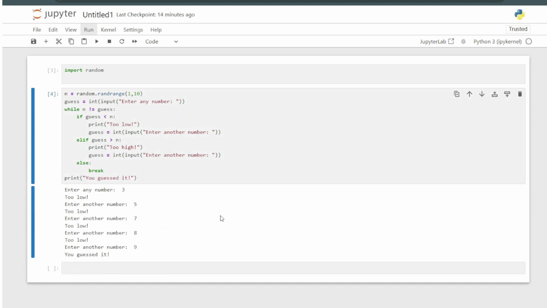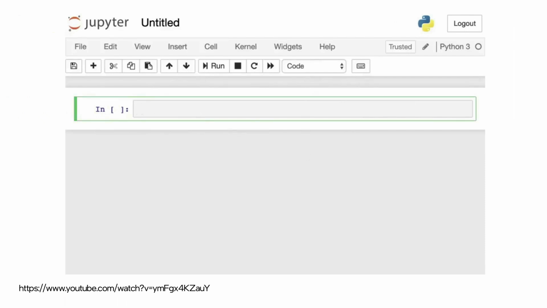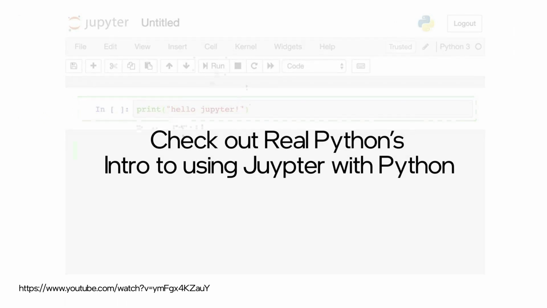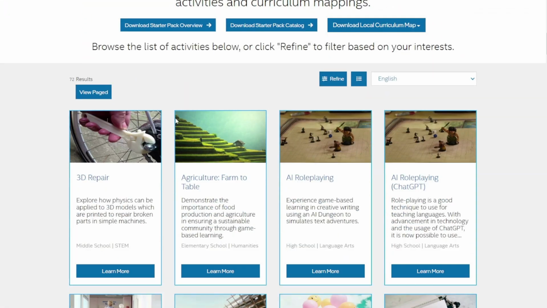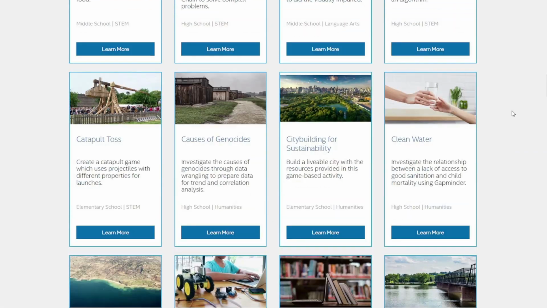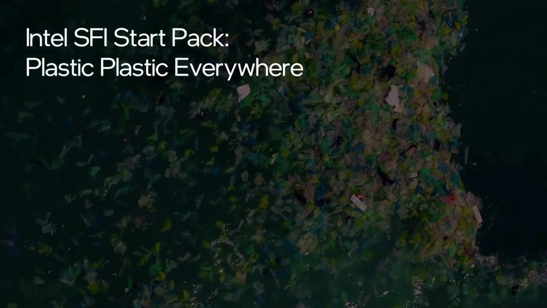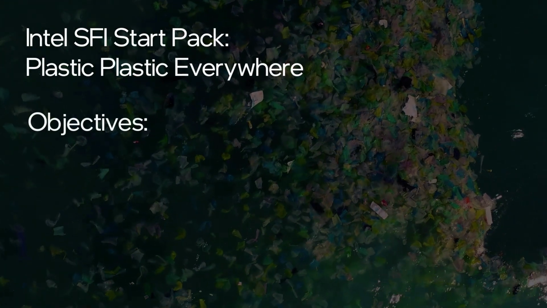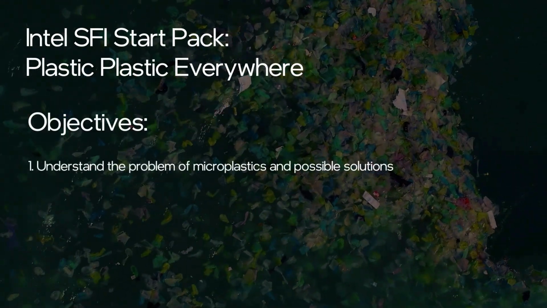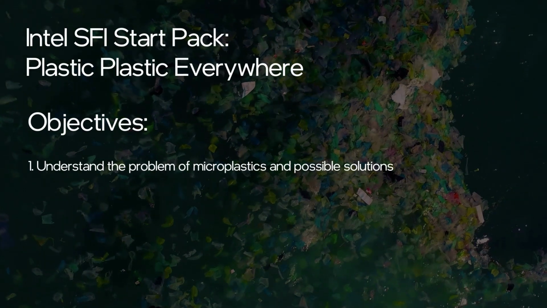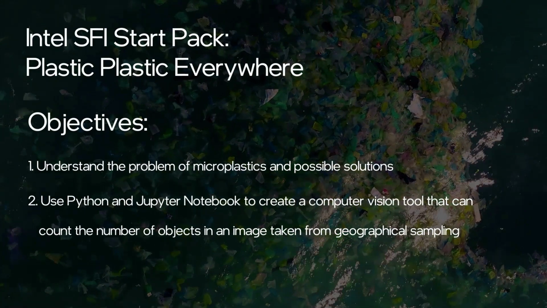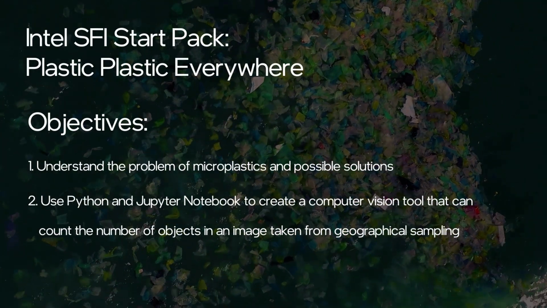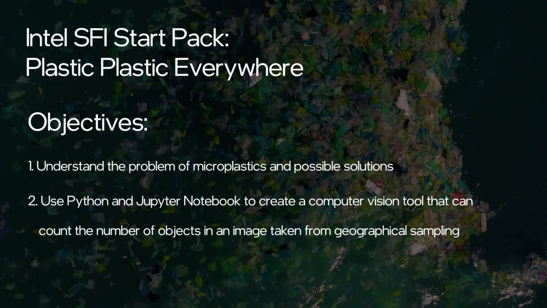Once you have grasped these basic commands, you can watch this video to get an overview of Jupyter Notebook's features. As mentioned earlier, there are many Intel SFI starter packs of which Python runs on Jupyter Notebooks. One of these starter packs is Plastic, Plastic Everywhere. The instructional objectives of this starter pack are to understand the problem of microplastics and possible solutions, as well as use Python and Jupyter Notebook to create a computer vision tool that can count the number of objects in an image taken from geographical sampling.